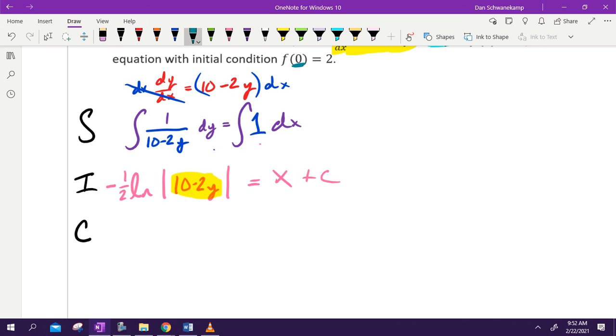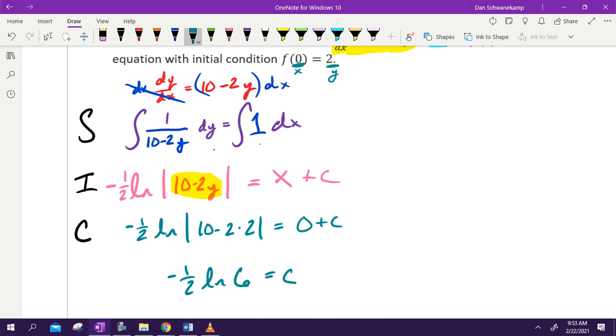We're going to plug in what we know. My x is going to be 0. My y is going to be 2. So it's negative 1/2 natural log 10 minus 2 times 2 equals 0 plus c. So my c is going to be negative 1/2 natural log of 6. Questions there?